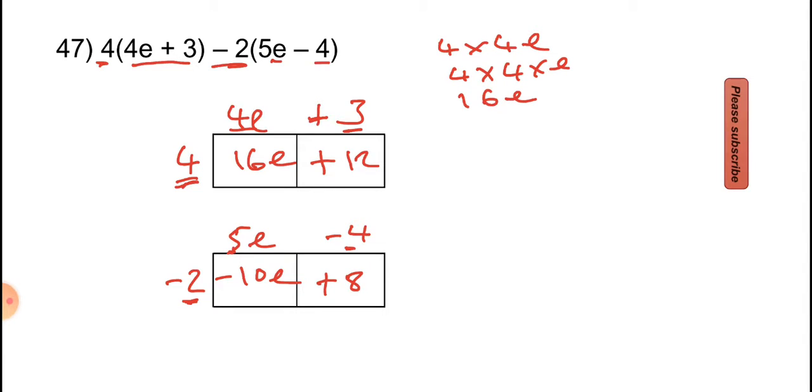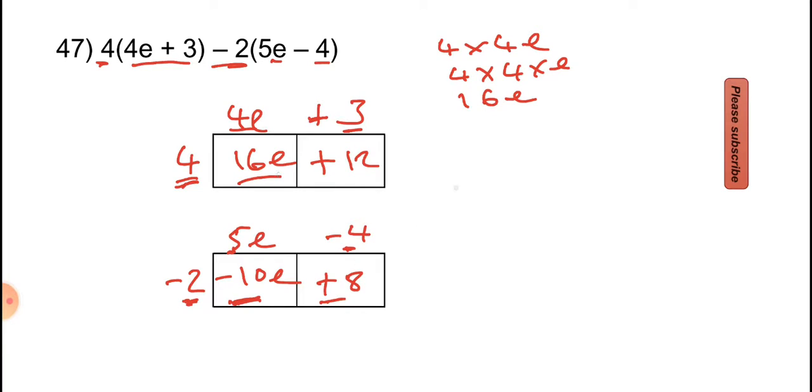Now if you're not good at multiplying negative numbers, please go and look at the playlist on multiplying negative numbers. In this case, we multiplied a positive number with a negative number, that's why the answer was negative, and here we multiplied a negative with a negative, so the answer was positive. So when we had minus 2 times positive 5e, the answer is minus 10e, and when we did minus 2 times minus 4, the answer was plus 8.